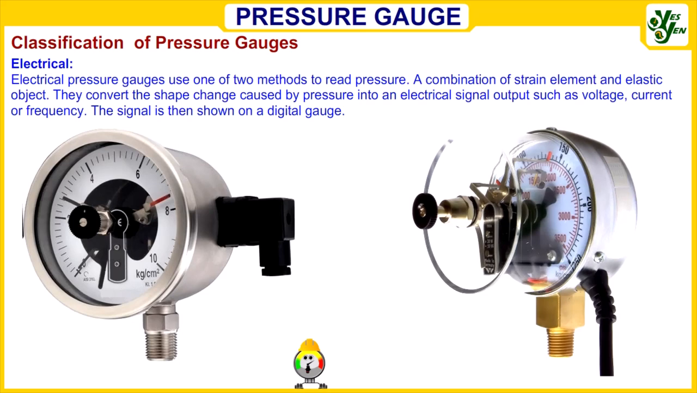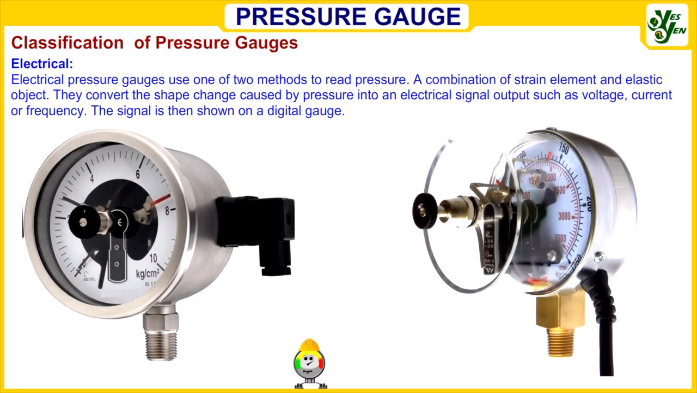Classification of pressure gauges. Electrical. Electrical pressure gauges use one of two methods to read pressure. A combination of strain element and elastic object. They convert the shape change caused by pressure into an electrical signal output, such as voltage, current, or frequency. The signal is then shown on a digital gauge.